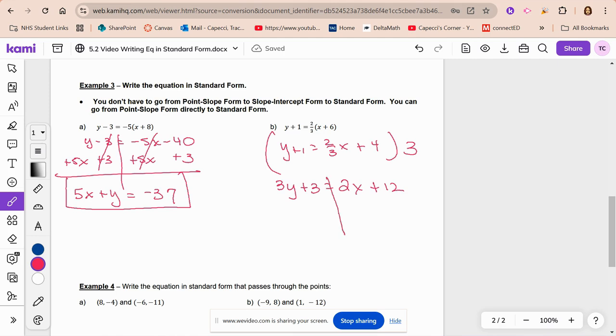Okay, I'm going to do the same thing I did in the last problem. My x is going to go to the one side. So that's going to zero out there. I'm going to bring my 3 to the other side. So my final, at this point, is negative 2x plus 3y is equal to 9.